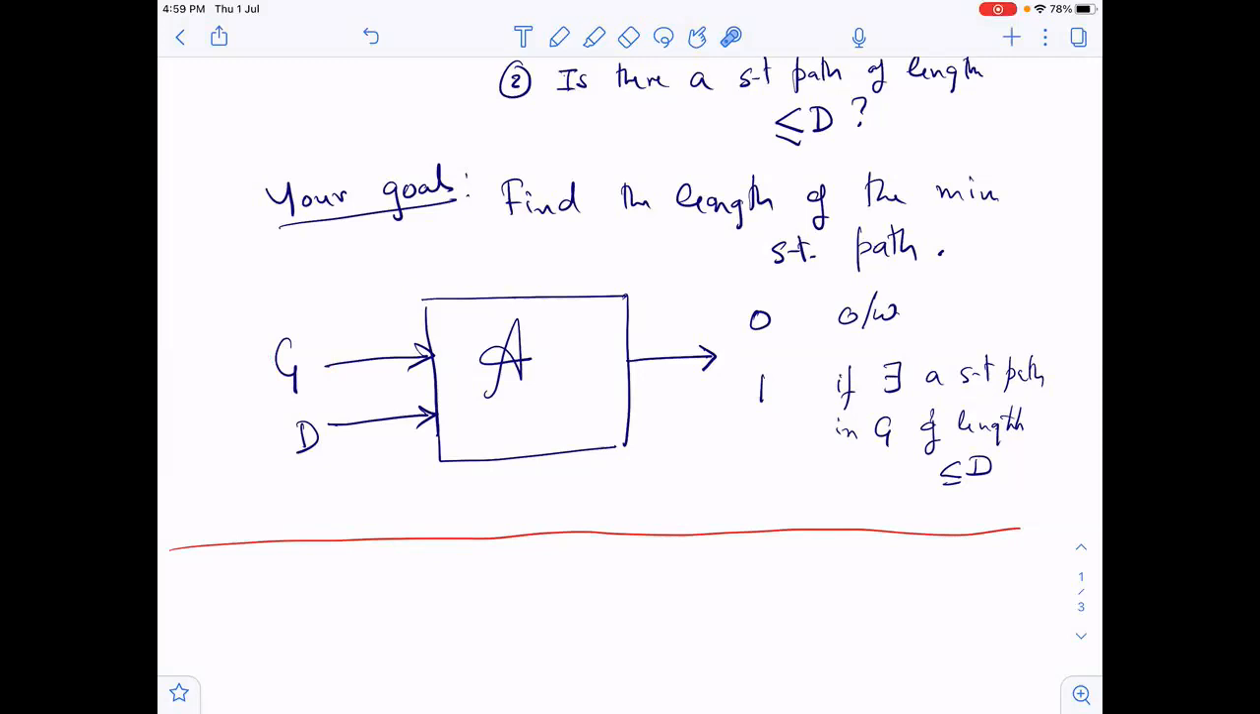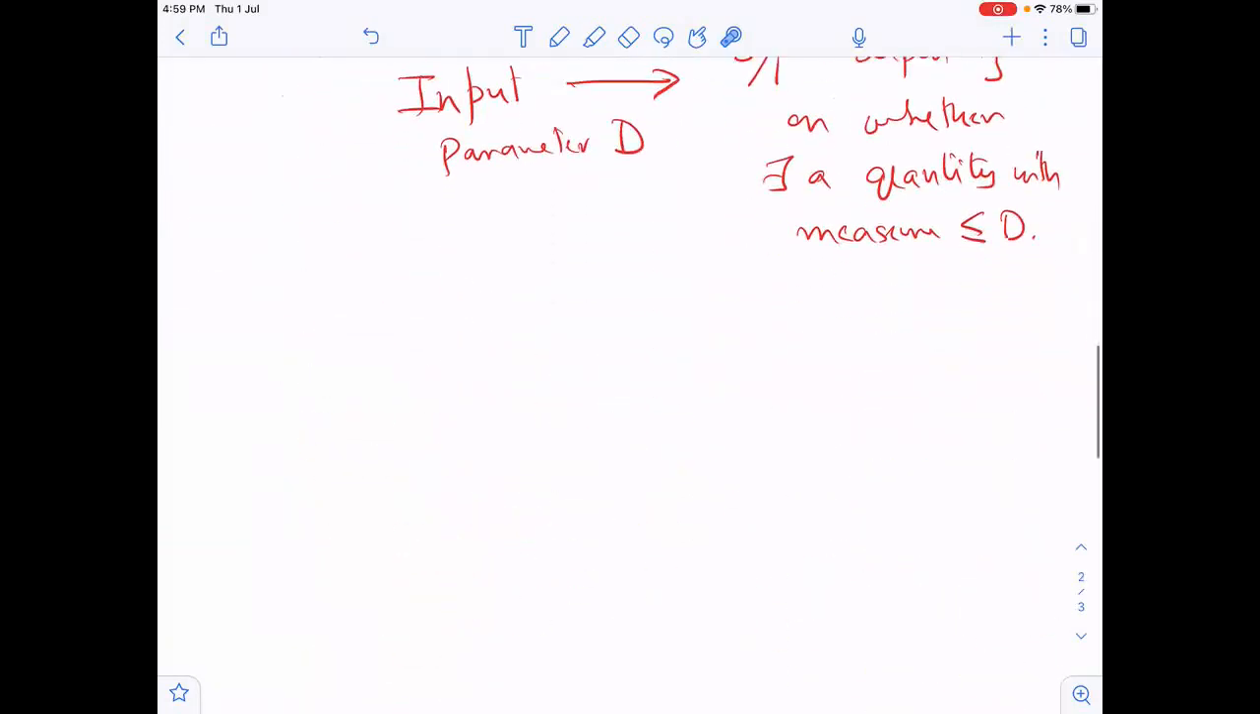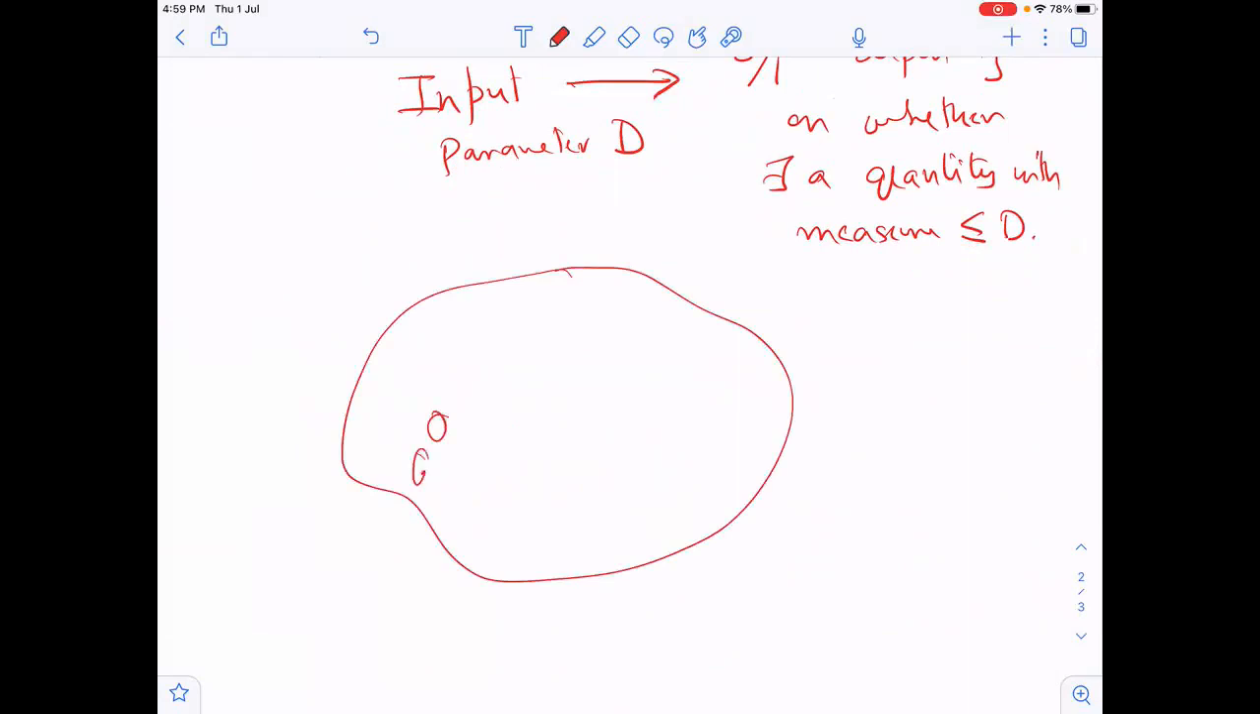Okay. For example, I have a graph here, and I say that in this graph, the shortest path from S to T is 100. Now I want to find out, not whether there exists a path from S to T, but I want to find out the shortest path itself. Can somebody tell me how I can use this one?